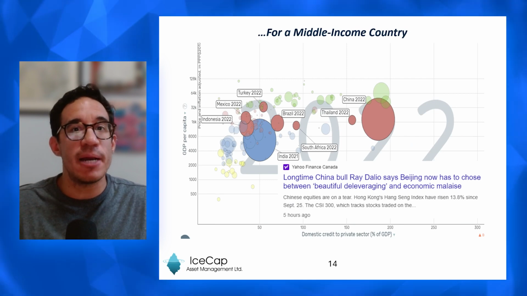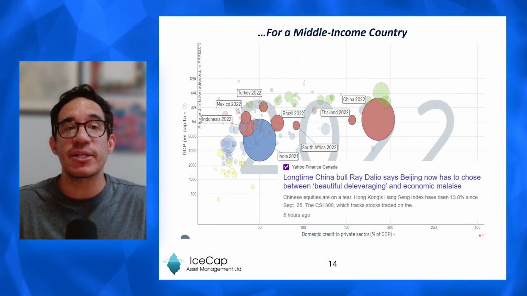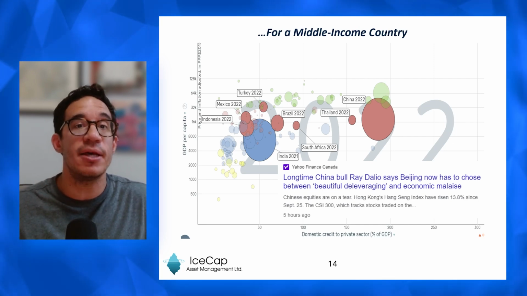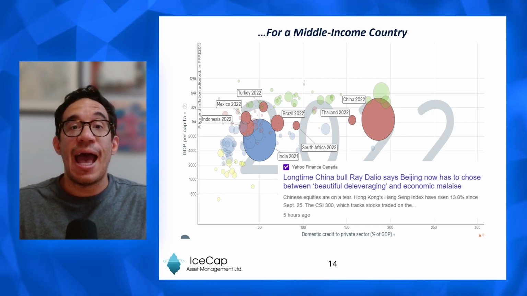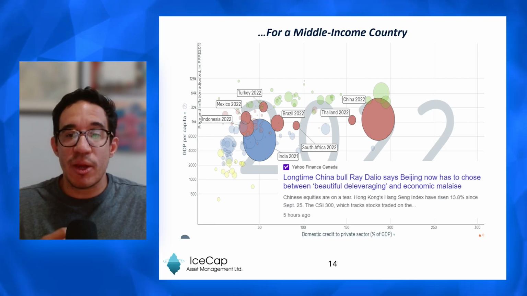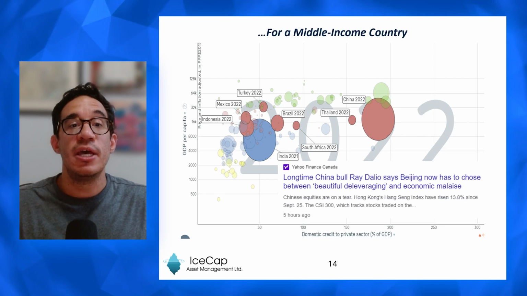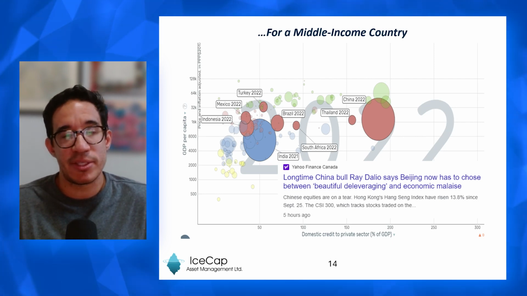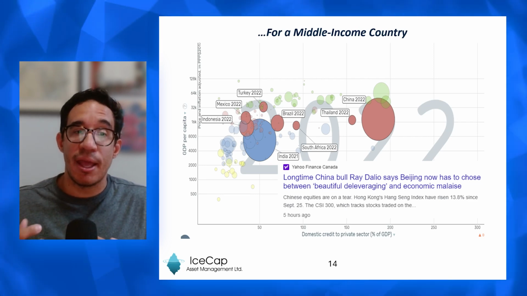It's also really high relative to its counterparts. And this has become super interesting for me because other middle-income countries like Brazil, Mexico, Indonesia, Thailand, etc., have a similar GDP per capita, and you can see that on the left-hand side over here, but have much, much lower debt to GDP levels. And this is where we think a lot of these stimulus packages are fundamentally unsustainable because China has to choose between a beautiful deleveraging, which is basically not possible, and an economic malaise. They're stuck between a rock and a hard place.